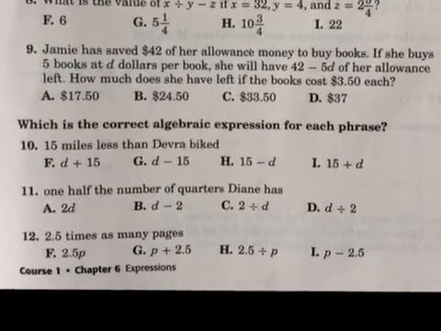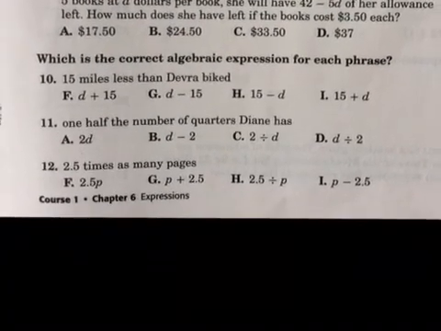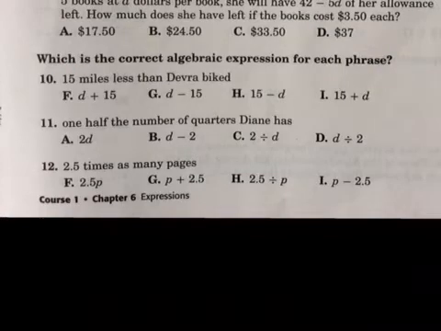That's our expression. But now we are asked, how much does she have left if the books cost $3.50 each? Now, boys and girls, here we have to multiply the 5 times $3.50. I know that 5 times 3 is 15, and 5 times a half is 2.5. When I add those together, I get 17.5. So 17.5 from 42, let me see here, I'm trying to do it mentally. I believe it's 24.50. Okay, 24.50. You can check your answers by doing it on paper or on a calculator to see if I was correct.